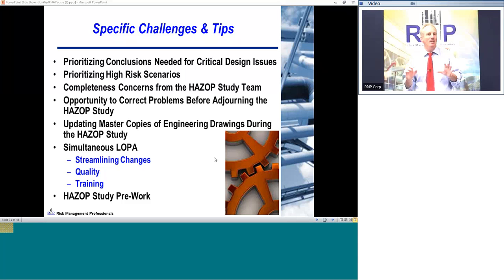The last bullet I'll leave with is associated preparation. Being prepared, being organized, having that framework for the HAZOP study that really allows you to find things very easily, make sure things are specifically addressed and addressed only once, really makes a lot of sense. And that level of organization doesn't come by magic.